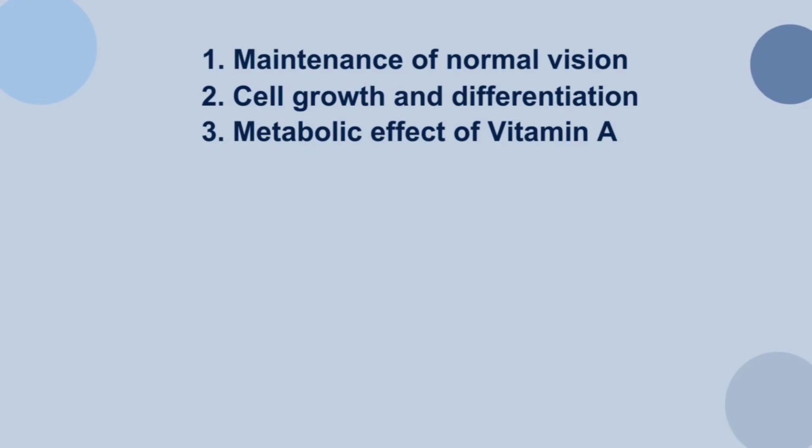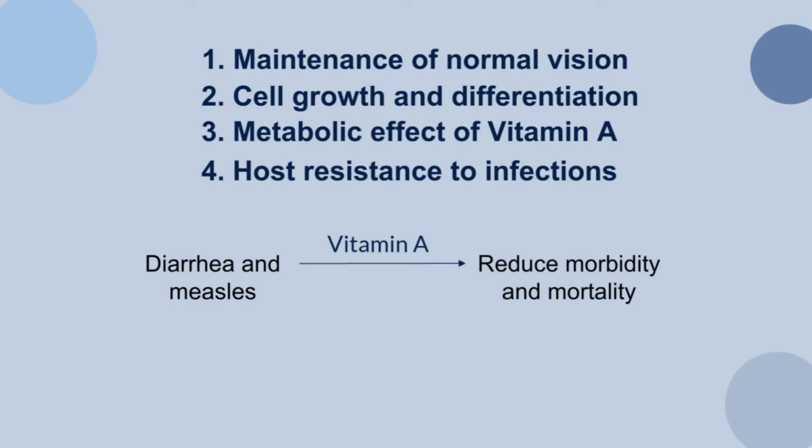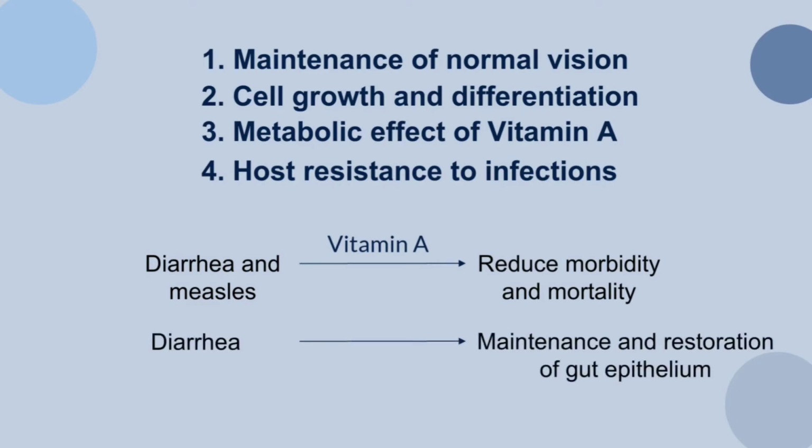The fourth important function is host resistance to infections. In some diseases such as diarrhea and measles, supplementation of vitamin A reduces the morbidity and mortality. This is because in diarrhea, the bacteria destroy the gut epithelium, but we just now studied that vitamin A maintains the epithelium. So, supplementation of vitamin A protects the gut epithelium and reduces the mortality in some cases.